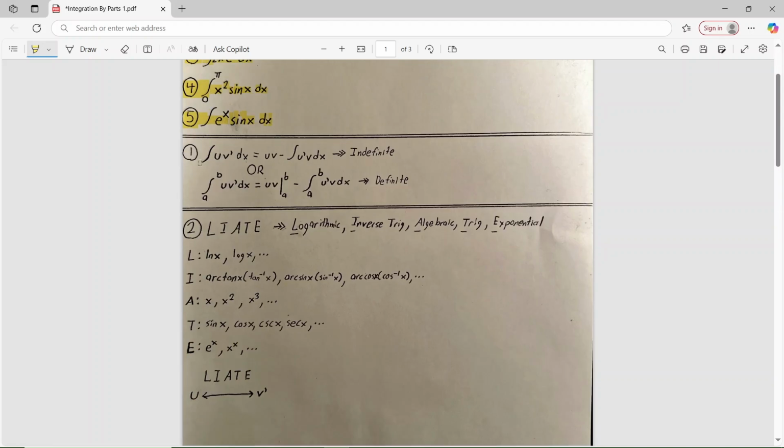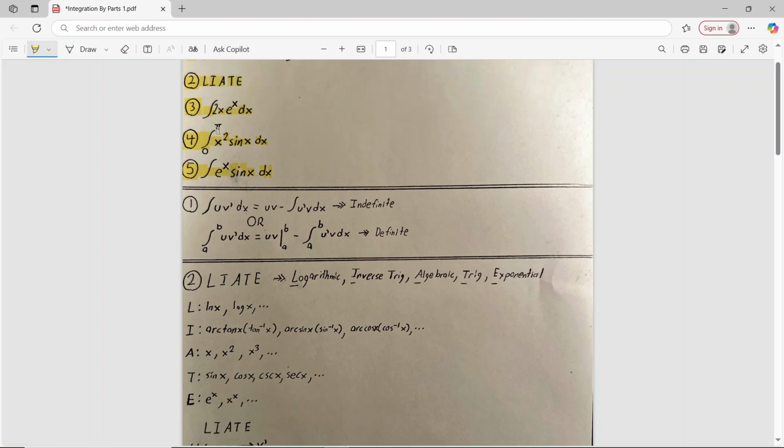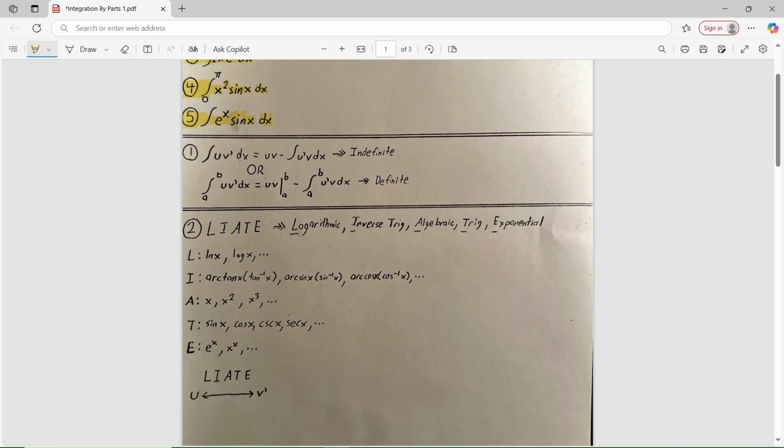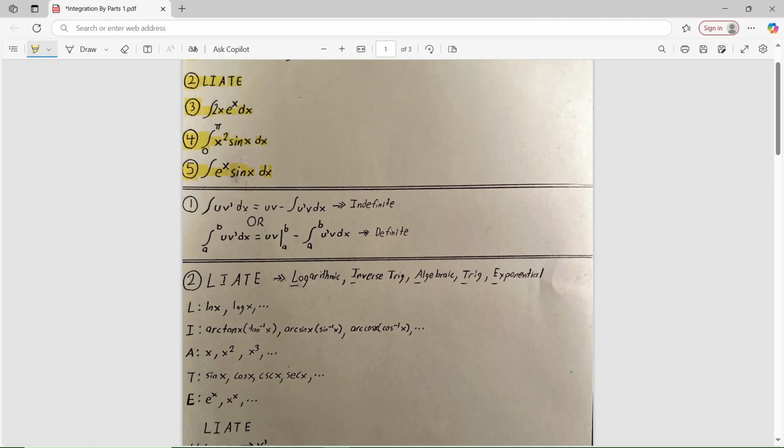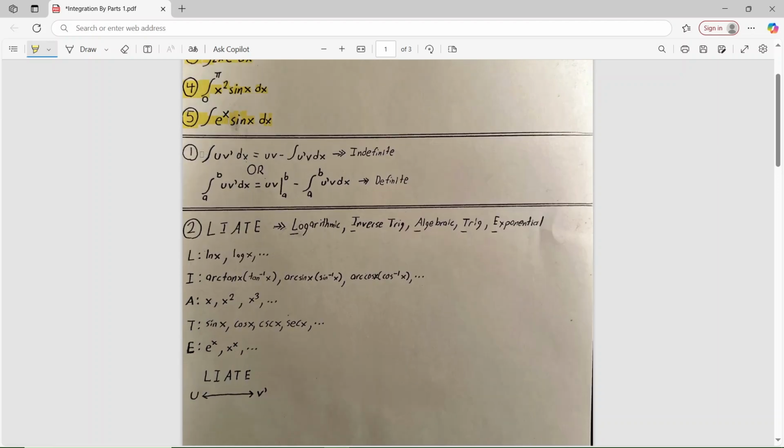Integration by parts is a technique that we use when we want to integrate a function that can be made of 2 smaller functions multiplied together. For example, e to the x times sine x, x squared times sine x, 2x times e to the x. It is used in an indefinite case and a definite case.